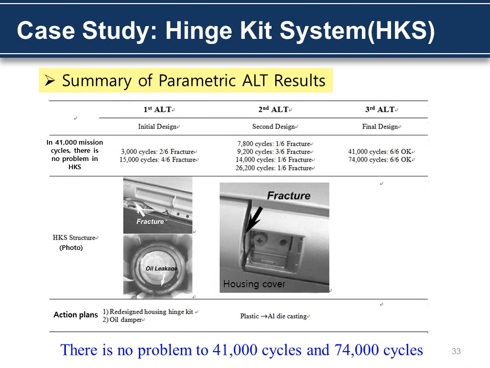This is a summary of the parameter art. As seen in the table, 3 parameter arts were carried out. In the first art, we found design failure of the hinge kit system housing and oil damper. In the second art, we also found the housing cover. As the design failures were corrected, there is no problem at 41,000 cycles and 74,000 cycles.